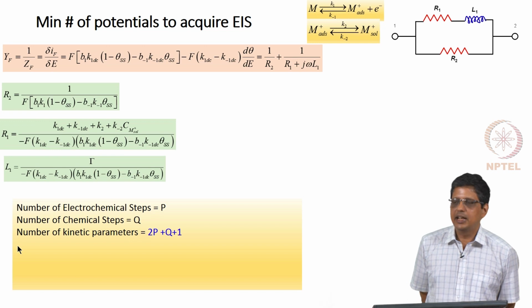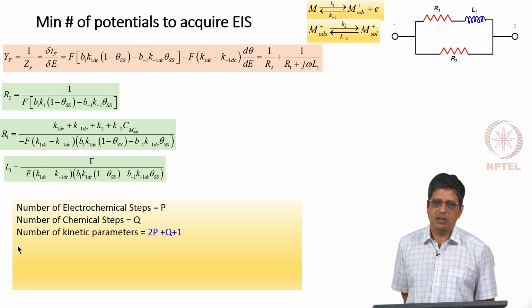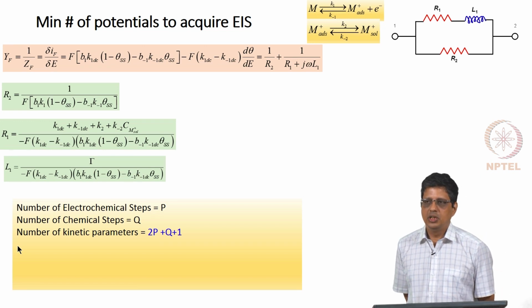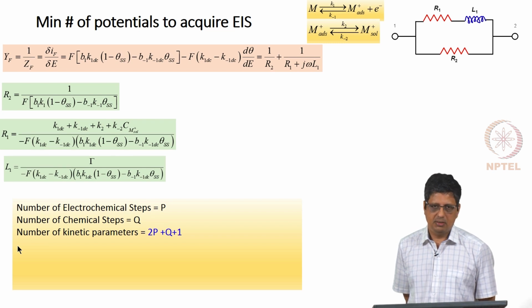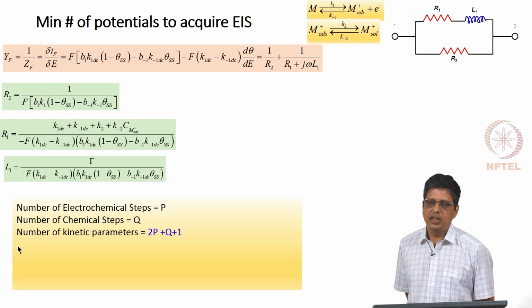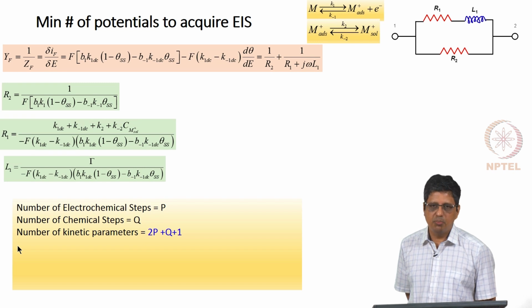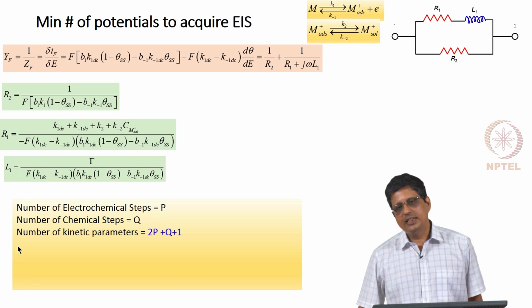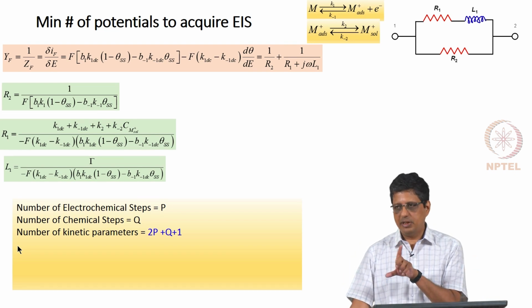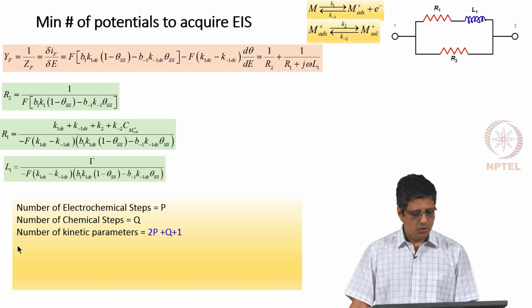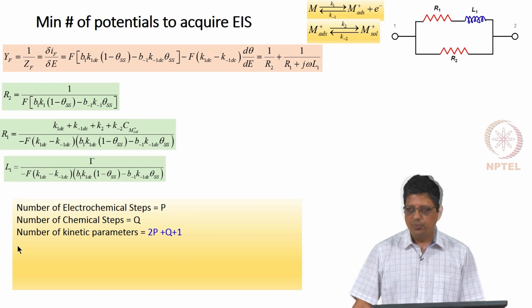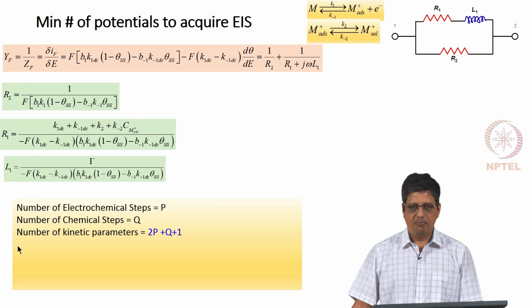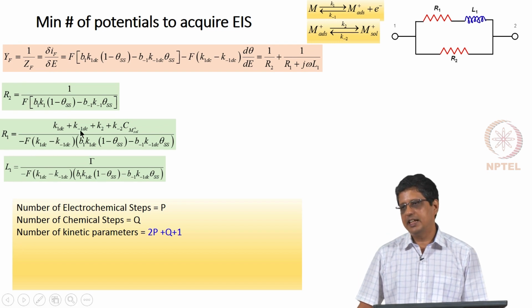The way to do this calculation is this. First, find how many electrochemical steps there are. We have 2 electrochemical steps, reversible, that means 2 reactions. I will denote that as P. Each electrochemical step will need 2 kinetic parameters: K10, B1, K minus 10, B minus 1. If it is a chemical step, it will need 1 parameter each because there is no potential dependency. So, I will call the number of chemical steps Q. So, the kinetic parameters are going to be 2P plus Q plus 1 for the surface sites gamma.